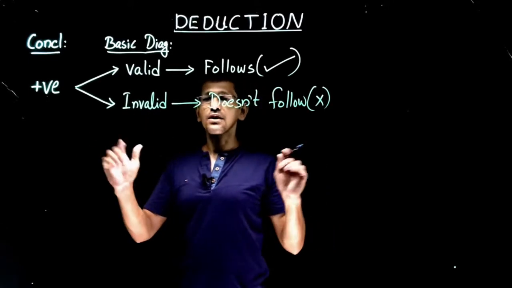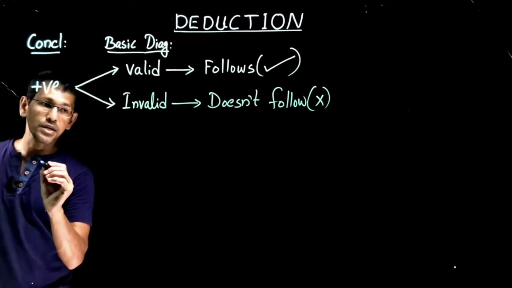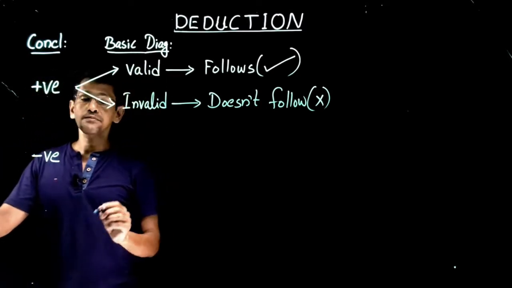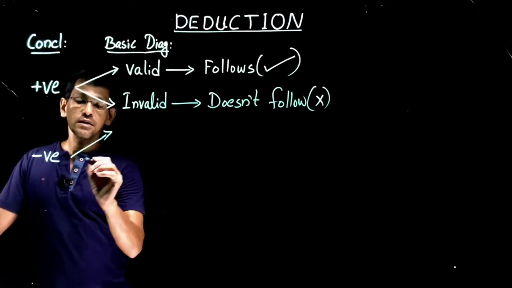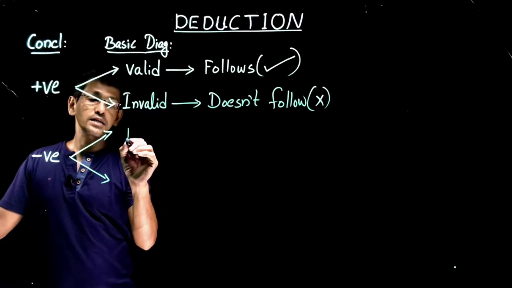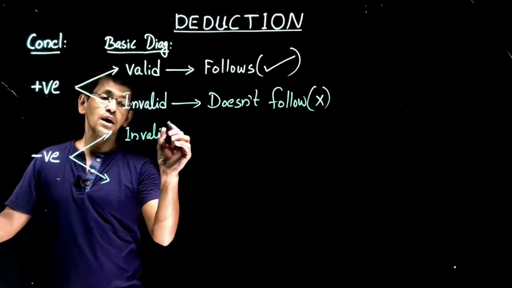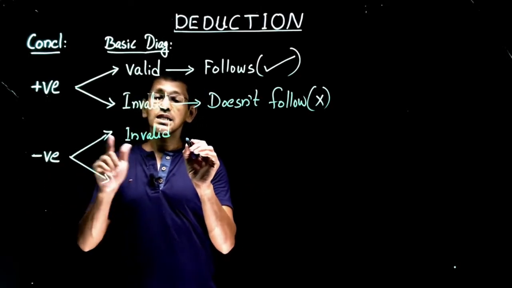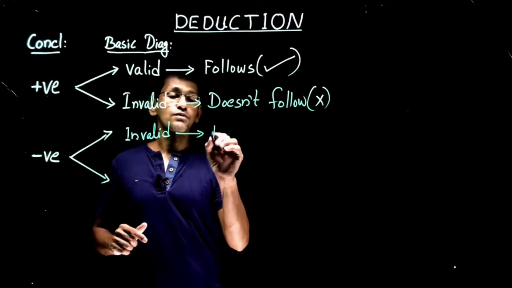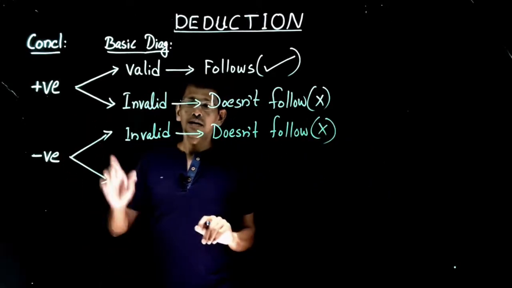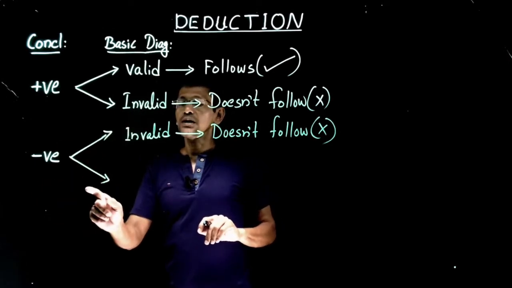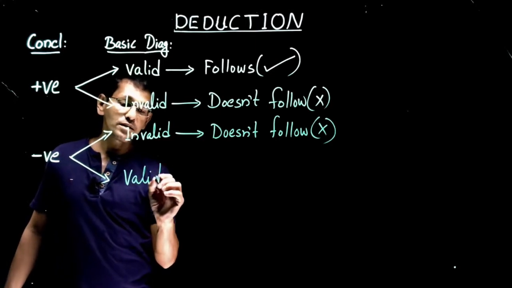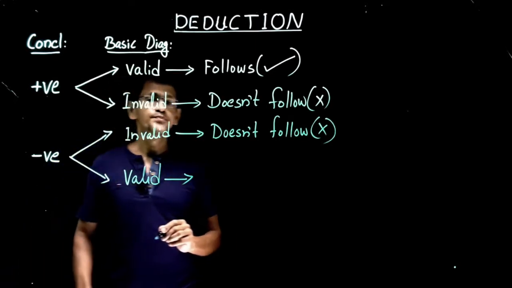Now, we have a negative conclusion. What do we do? Well, a similar method. If we have a negative conclusion, again we'll check it with the basic diagram. There are 2 possibilities. Either it is invalid or it is valid for the basic diagram. If it is invalid for the basic diagram, then that negative conclusion doesn't follow. As simple as that. Next, if a negative conclusion is valid for the basic diagram, then what are we supposed to do?